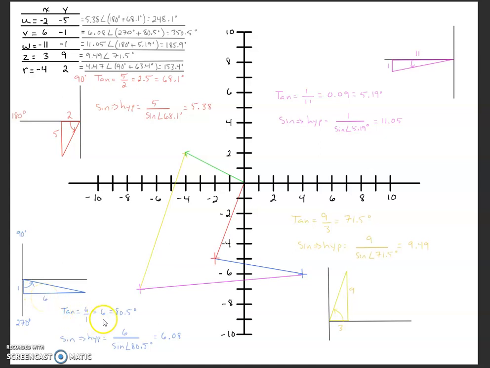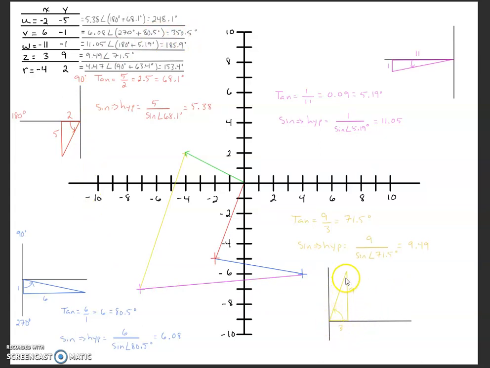So tan of 6 to 1 tells us that this angle in here is about 80.5 degrees. We want to track down the hypotenuse, use our sine, gives us 6.08. So we have a magnitude of 6.08 and 80.5 degrees. But it's rotated past 270, 80 more degrees. So here we have a magnitude of 6.08, and 270 plus the 80 it's rotated, so we're looking at 350.5 degrees.